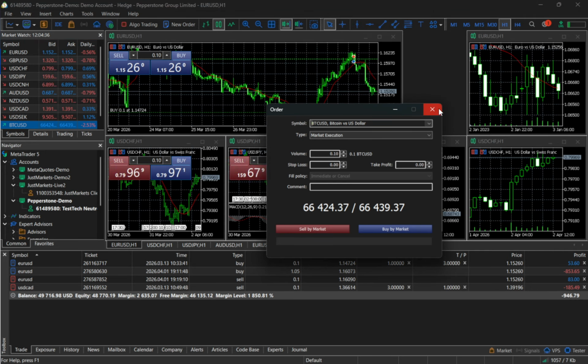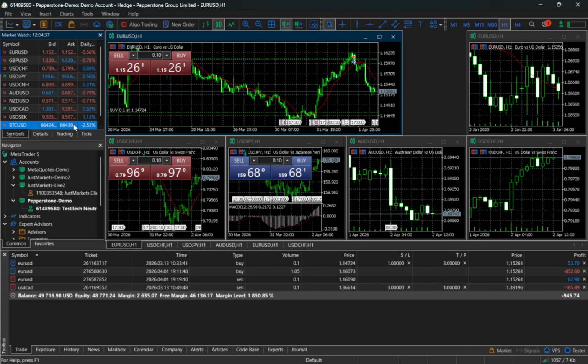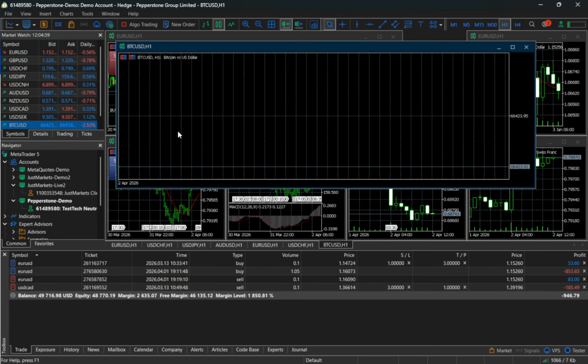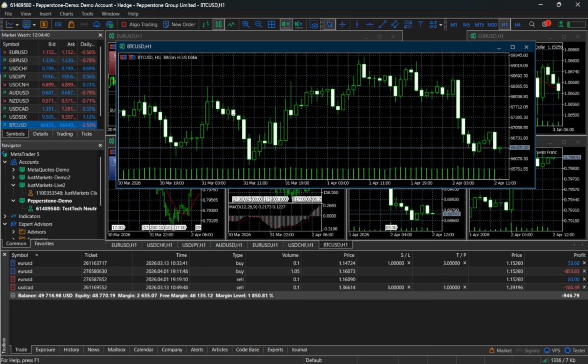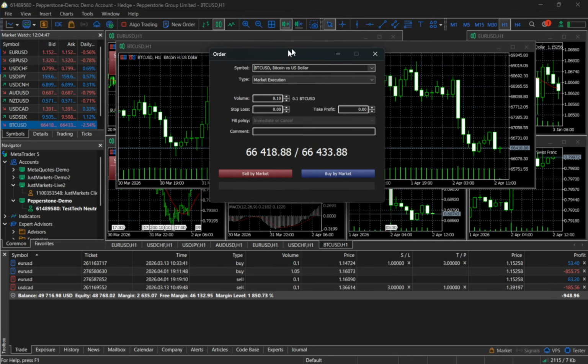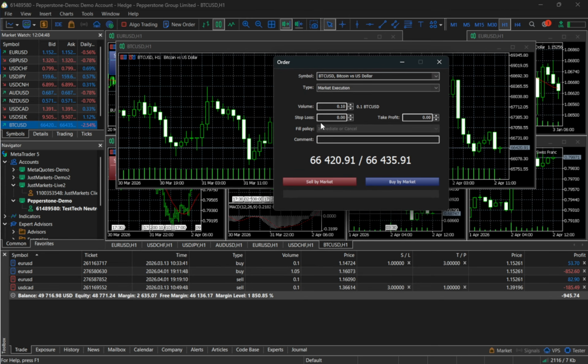Choose your lot size carefully, then set your stop loss and take profit based on your plan. Finally, click Buy if you expect the price to rise or Sell if you expect it to fall. One major advantage here is flexibility. Unlike many traditional crypto apps, CFDs let you trade both directions. And crypto CFDs trade around the clock, giving you 24/7 market access.